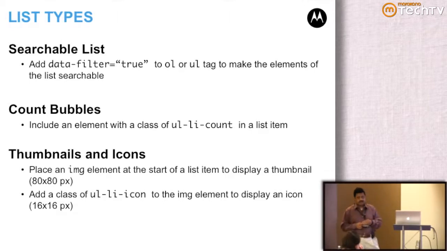Count bubbles for your inbox or your voice messaging system. You've seen count bubbles: how many new emails you have, how many in this folder, how many in that folder. That's where count bubbles are typically used, and all you have to do to get that feature is set the ui-li-count attribute for a list element.